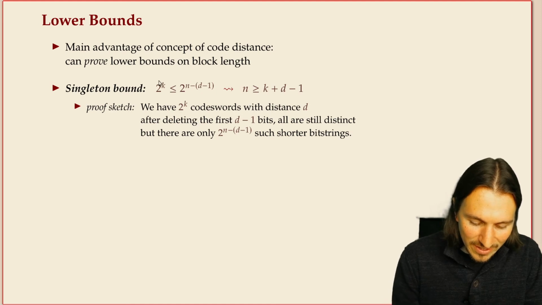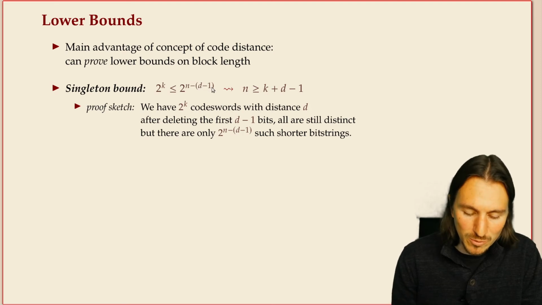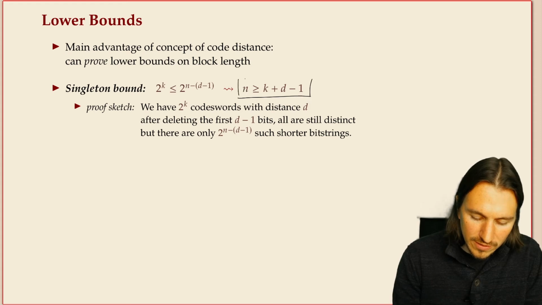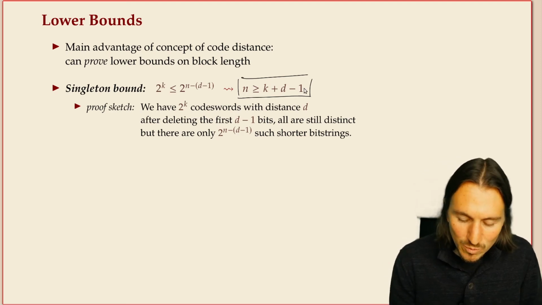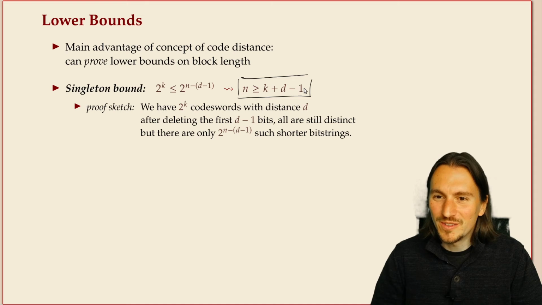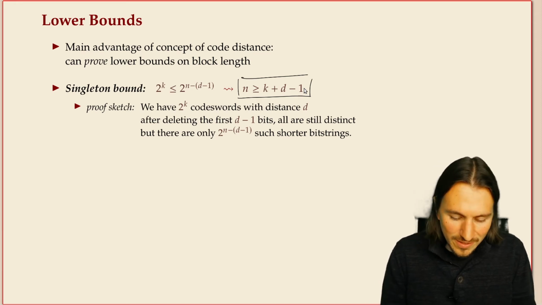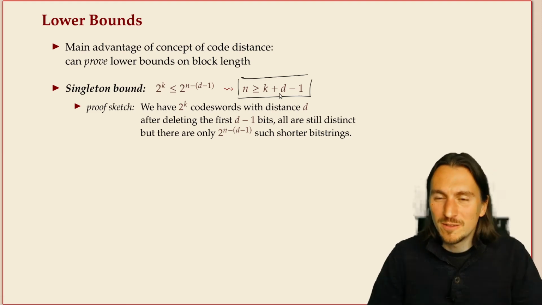It says 2 to the k has to be smaller than or equal to 2 to the n minus d minus 1, where d is the code distance. So that means no matter what you do, you need a block of at least k plus d minus 1. So you have to add at least d minus 1 bits to your message if you want distance d.